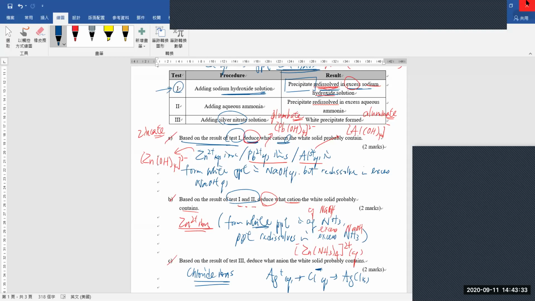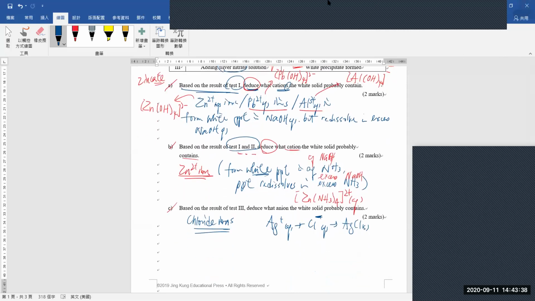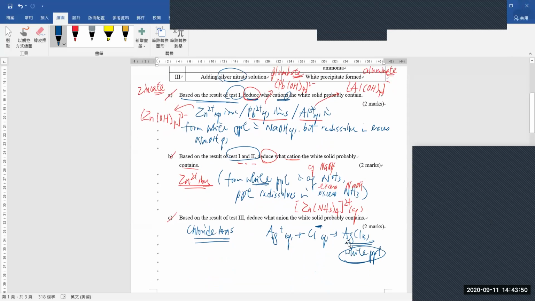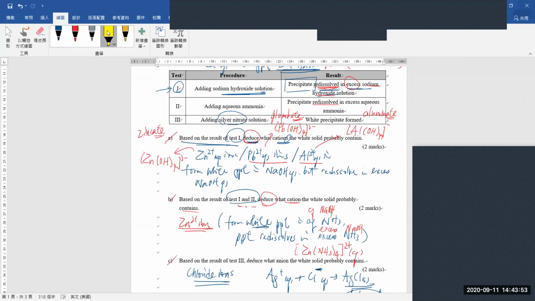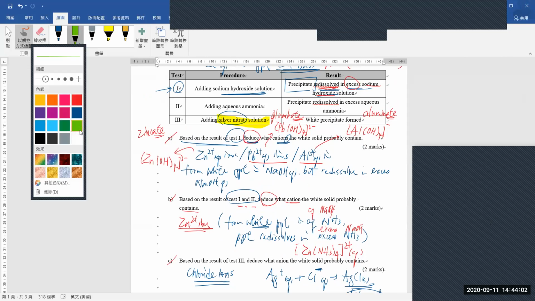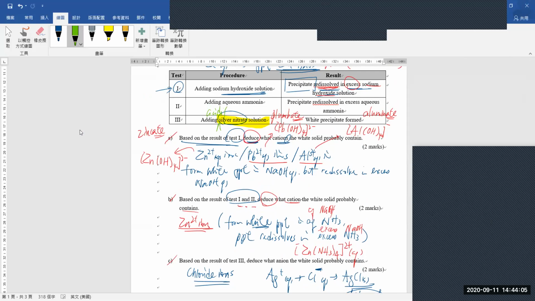Okay, so is this the only combination? Is it the only combination that we will identify as a chloride ion? Can it be other choices? White PPT, chloride ion. Agree? But wait a minute. You may see the word silver nitrate, but without the term acidified. So would it affect our judgment? Would it affect our judgment?